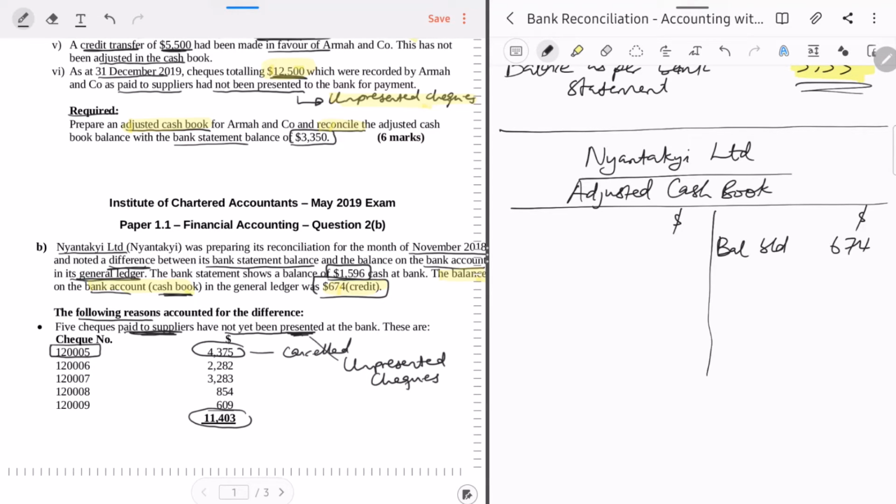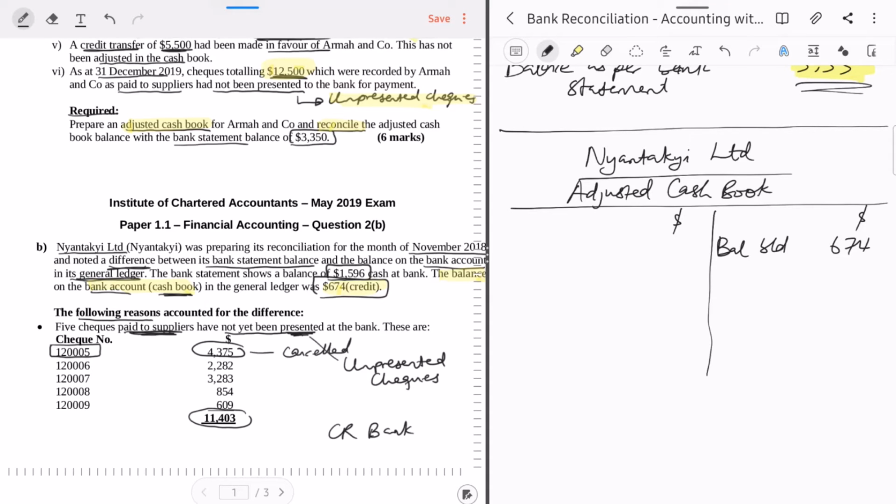When you pay something to a supplier, what would you do? From the perspective of the company, you would what? You will credit bank because you're making payment, right? So your bank balance will decrease. You credit bank to make payment. Now, if this check has now been cancelled, what do you need to do?